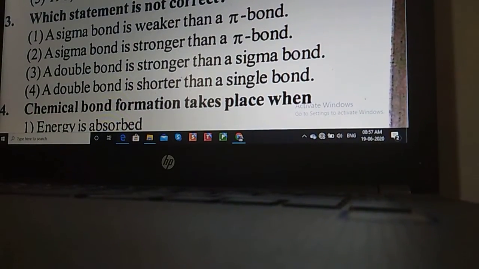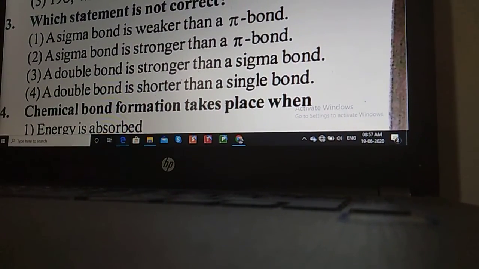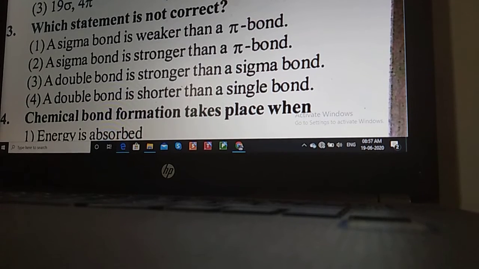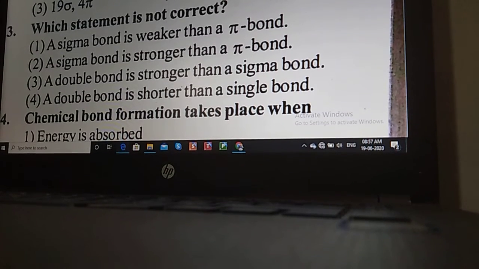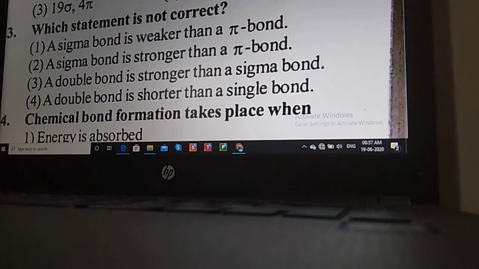They are saying that the sigma bond is weaker. This is wrong, student, a wrong statement. And for the pi bond, they are saying, okay, then pi bond. So this is a wrong statement.